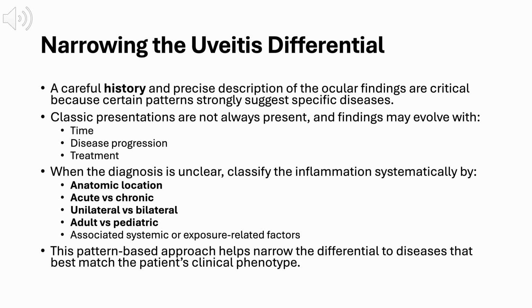Sort the inflammation by anatomical location, acute versus chronic, unilateral versus bilateral, adult versus pediatric, and any associated systemic or exposure factors. This pattern-based approach reliably narrows a sprawling differential down to the diseases that best match the patient's phenotype. The next slide turns it into a concrete algorithm.